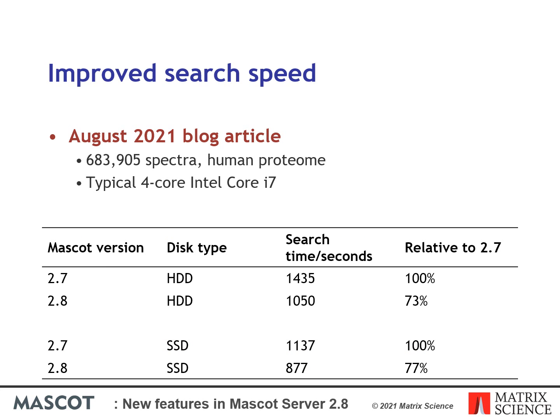Our August 2021 blog article has more detail about the change and describes one of the benchmarking datasets. This is a search of the human proteome of about 683,000 spectra. The search was run on a typical 4-core Intel Core i7 system using a 1-CPU Mascot license. The search had one variable modification and tight mass tolerances.